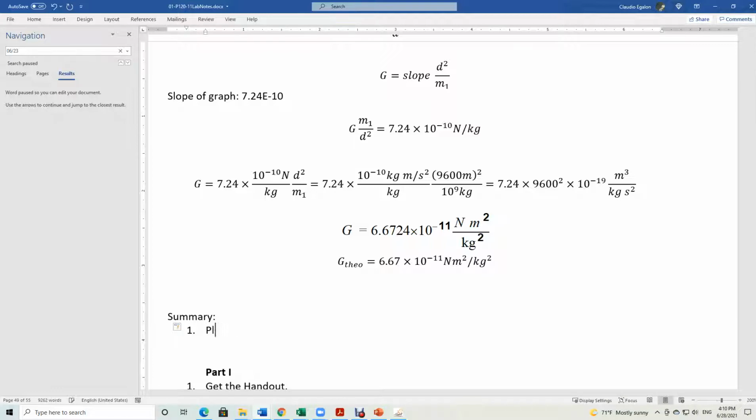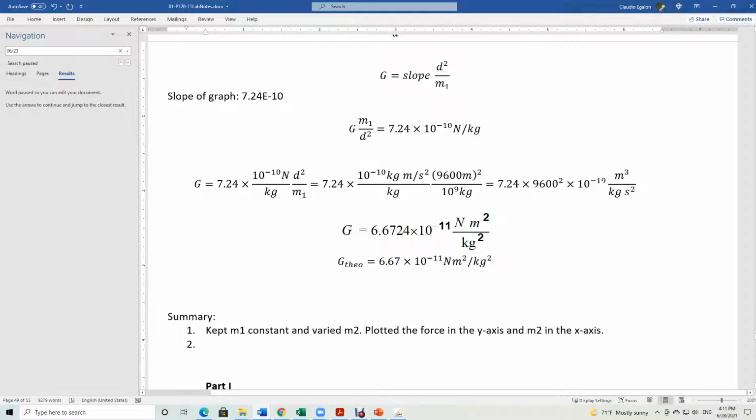Plotted, kept M1 constant and varied M2. Plotted force in the y-axis and M2 in the x-axis. Okay, that's what would be part 1, right? Part 1.